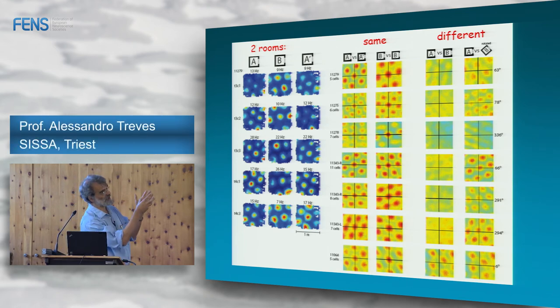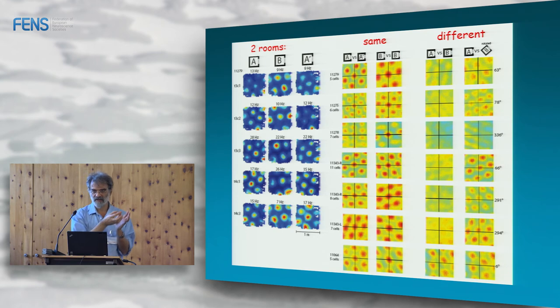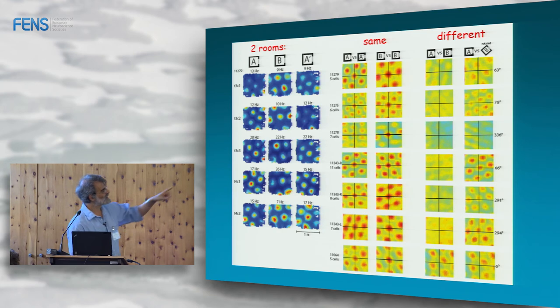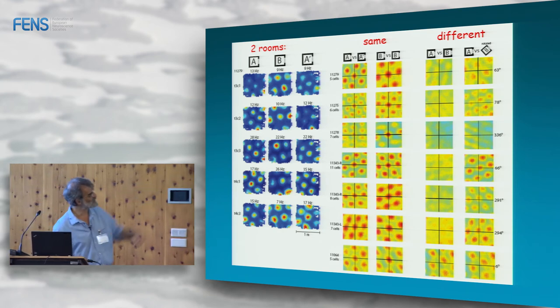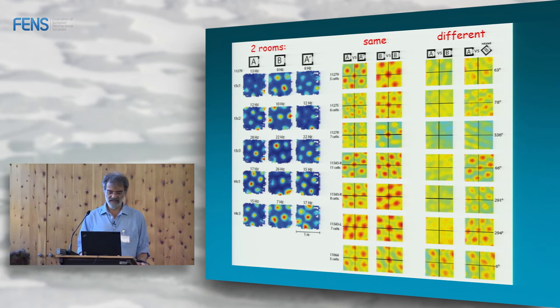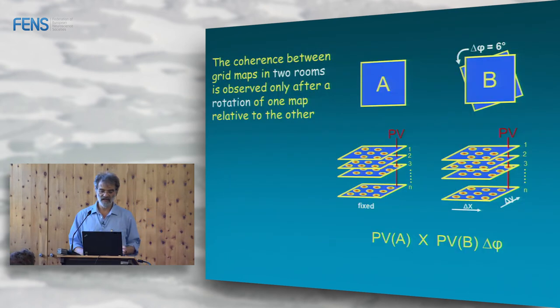If you do this cross-correlation, allowing for a rotation between the representation of the boxes in two different rooms, then you do find, to a good approximation in most of the cases, these grid patterns. That means that there is a kind of coherence at the population level in the representation of different environments, but a coherence that is subject to an arbitrary dislocation, a shift, and an arbitrary rotation. Arbitrary in the sense that we don't understand its origin.